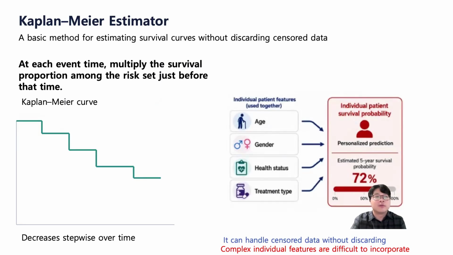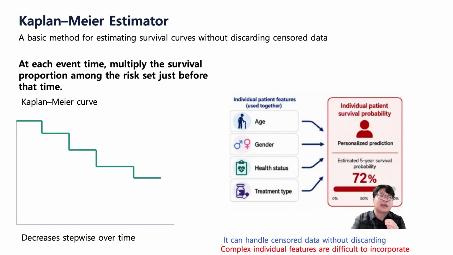So first, the Kaplan-Meier estimator. The Kaplan-Meier estimator is one of the most basic methods for estimating survival curves. Its key idea is simple. At each event time, we look at the risk set, which means the subjects who are still under observation and have not yet experienced the event. Then we calculate the proportion of subjects who survived past that event time. By multiplying the survival proportion over time, we obtain the Kaplan-Meier survival curve.